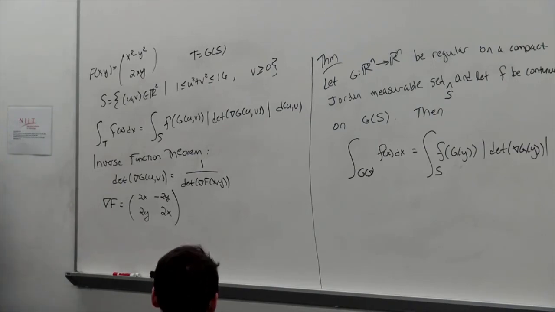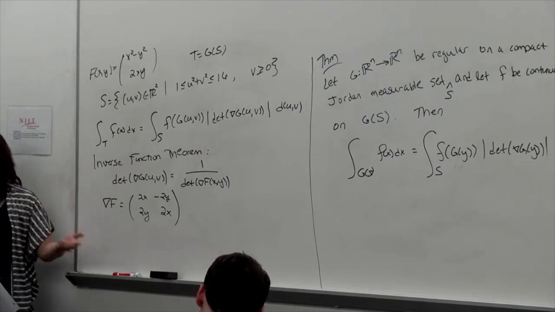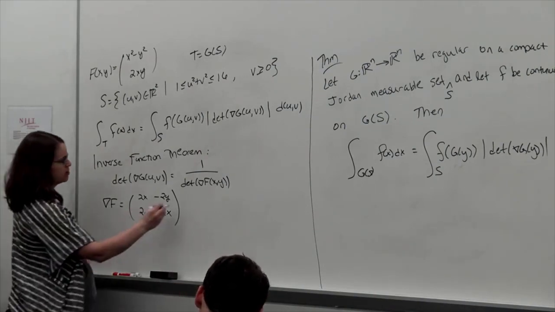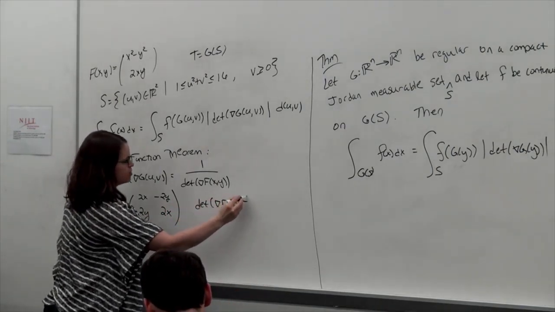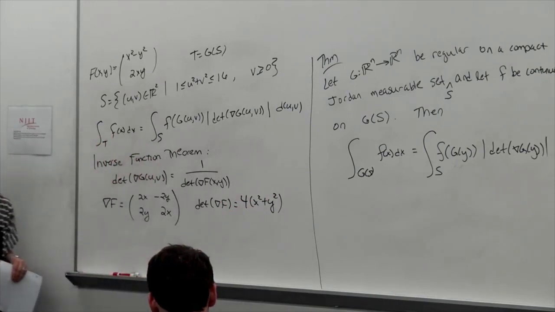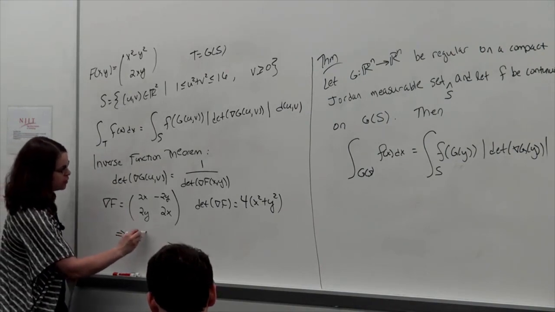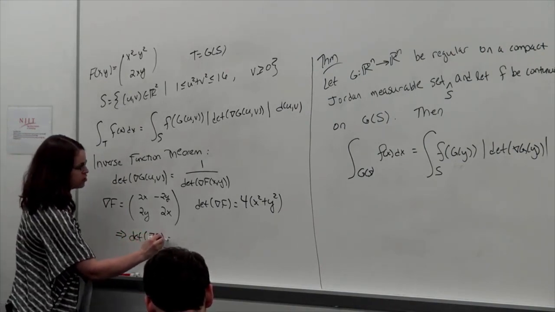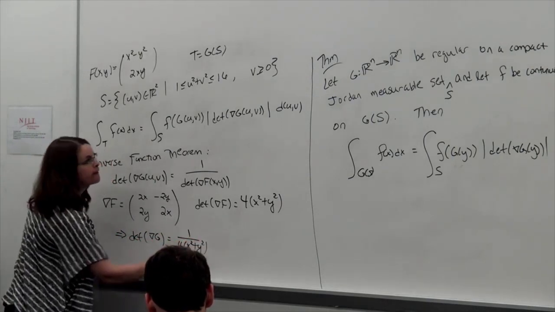All I need is its determinant, and the determinant of the inverse matrix is the inverse of the determinant. So the determinant of this is going to be 4 times x squared plus y squared. So the determinant of the Jacobian of G is going to be 1 over 4 times x squared plus y squared.